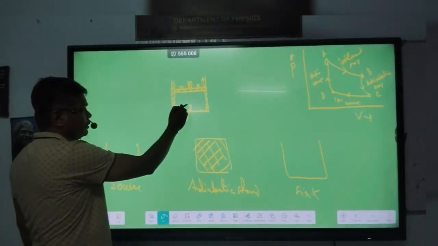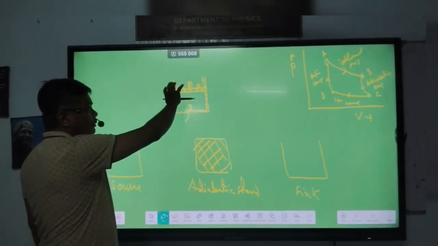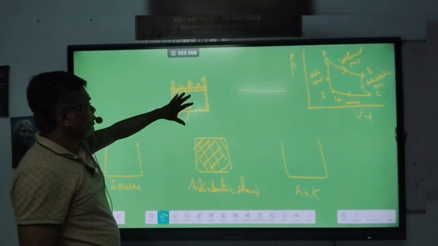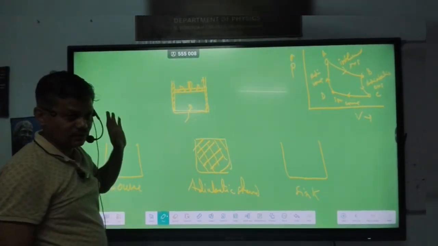So there will be a transfer of heat through this face only. There will be no way of transferring heat from the other faces.